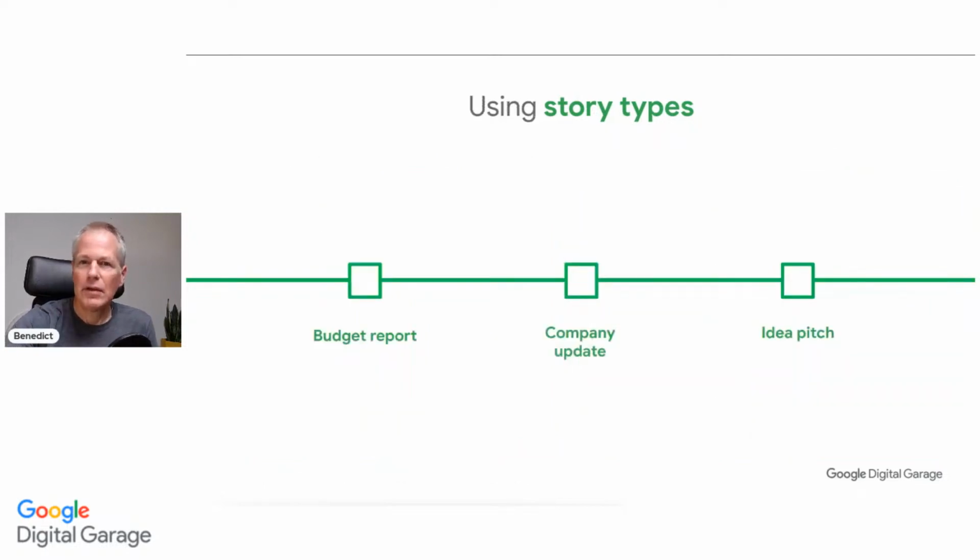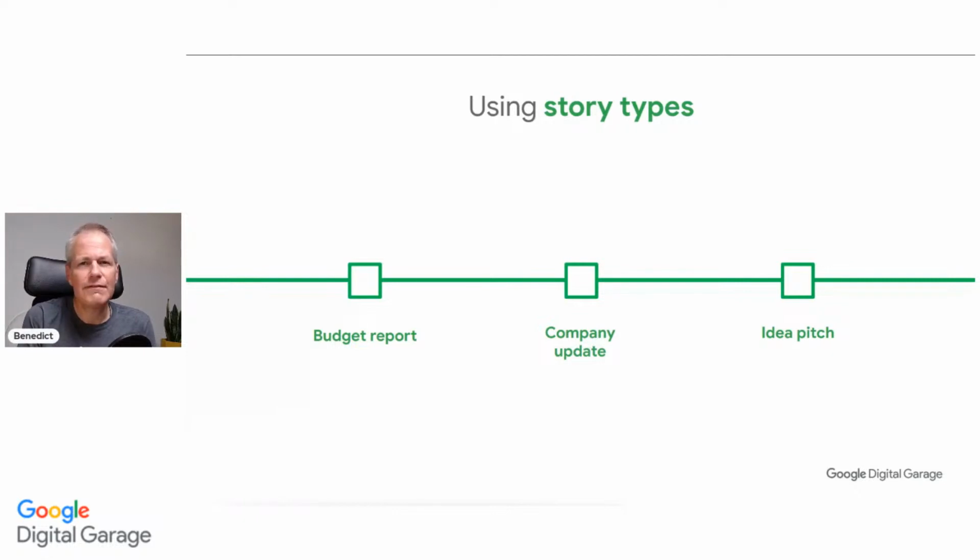Now, using story types. There could be, for example, a budget report, company update, or idea pitch. These are typical presentations you might give at work and the types of stories you might want to tell to make them more interesting to your audience. For a finance report, you might use a success or failure story and focus on what you learned and how you're moving forward.